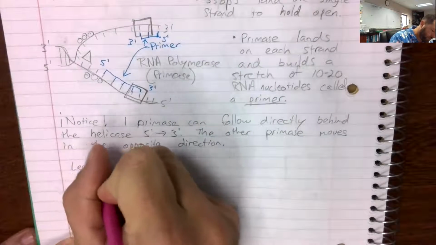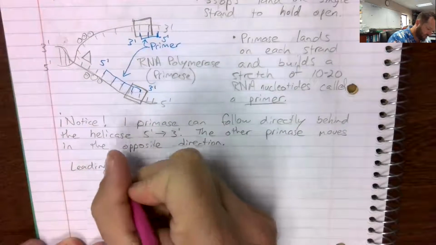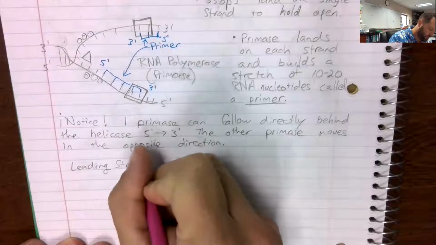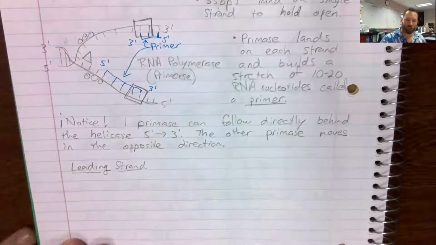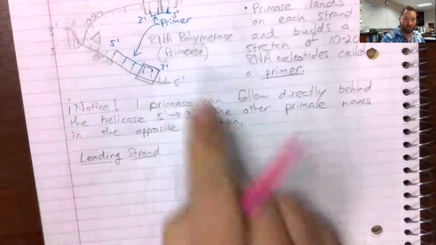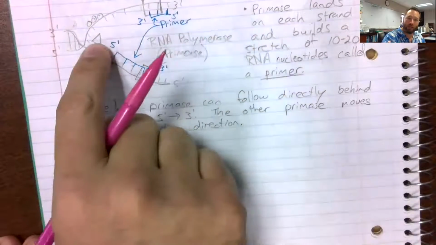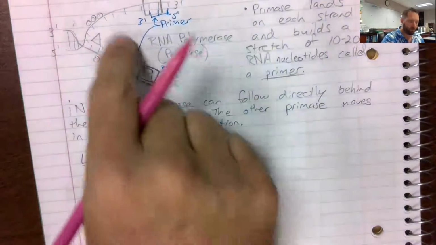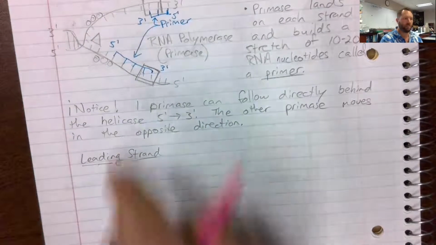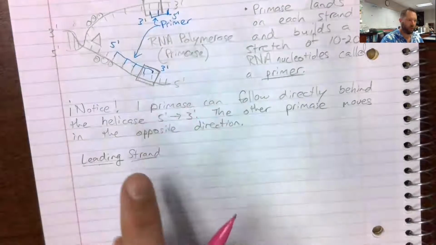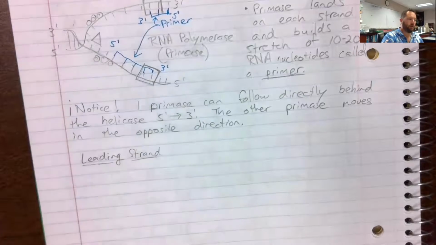That leaves us with two strands of DNA. We call the first one the leading strand. And the reason we call it the leading strand is because it's able to just follow directly behind the helicase as it unzips more and more DNA. It's going to be out in front. It's constantly going to be copying DNA faster than the other strand can.